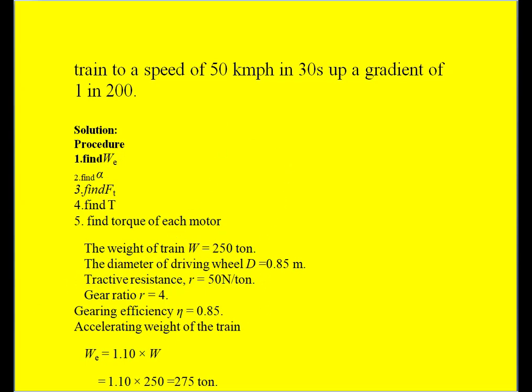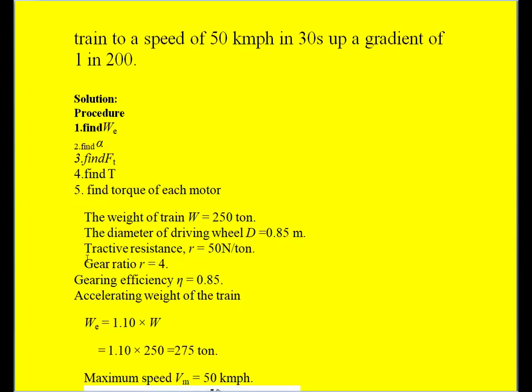What is the first thing that we want? The effective weight. For getting that, we should know some information. The weight of the train W is given as 250 tons. The diameter of the driving wheel D is 0.85 meters. The tractive resistance is 50 newtons per ton. Gear ratio is 4. Gear efficiency is 85%.